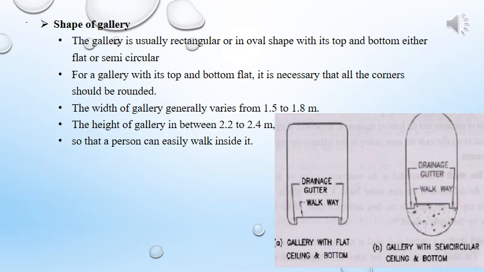The shape of the gallery: the gallery is usually rectangular or oval in shape, with the top and bottom either flat or semicircular. Also, the corners should be rounded. The width of the gallery varies from 1.5 to 1.8 meters, and the height varies from 2.2 to 2.4 meters, so that a person can easily walk inside the gallery.